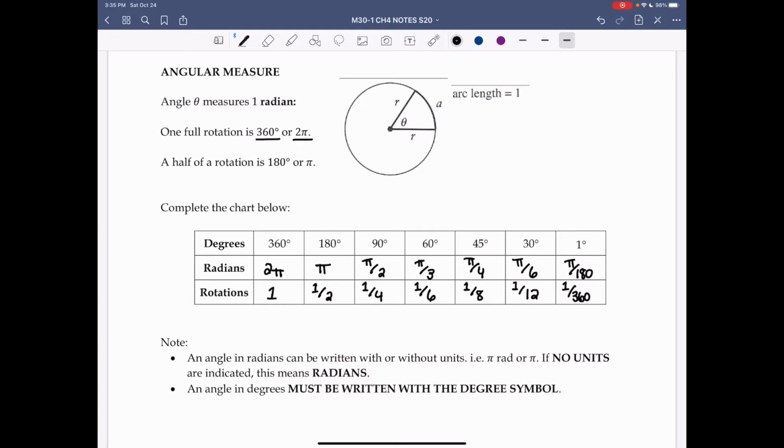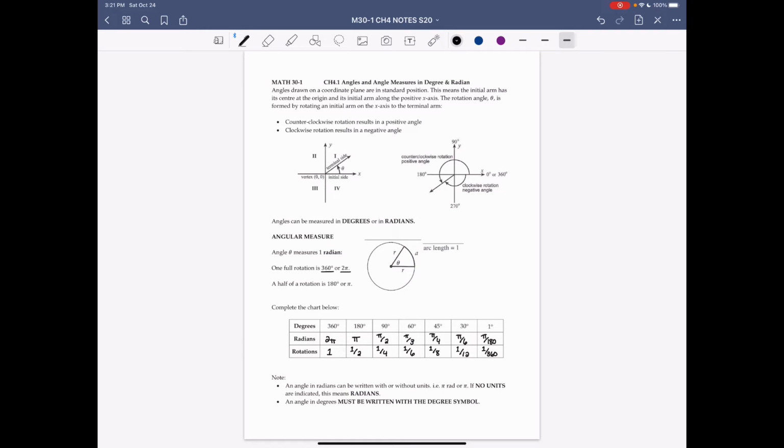A note here, an angle in radians can be written with or without units, i.e. pi rad for radians, or just pi. If no units are indicated, this means the measurement is in radians. An angle in degrees must be written with the degree symbol. This is really important information for you to know, because you're going to have to switch back and forth between radians and degrees, which includes switching the mode in your calculator. So you need to be able to identify which angle measurement you're using for that question.